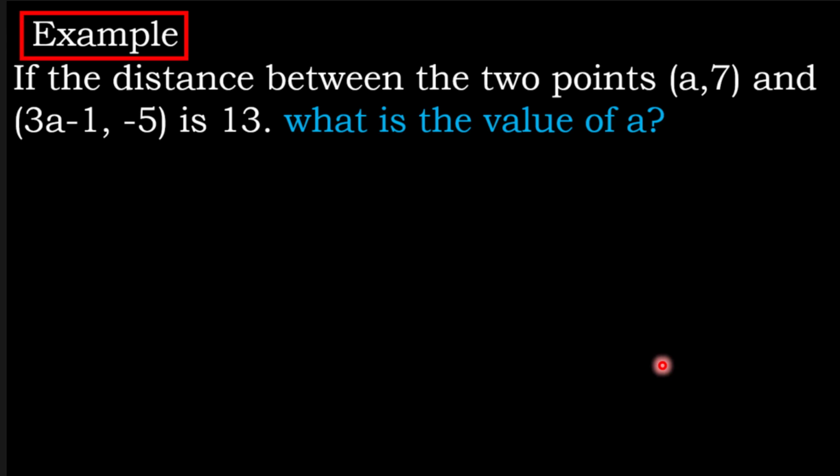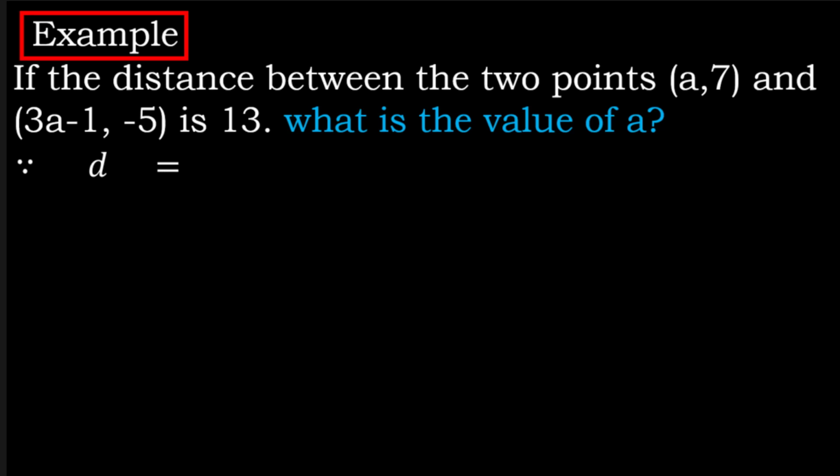If the distance between the 2 points (a, 7) and (3a minus 1, negative 5) is 13, what is the value of a? By the same way, we have here the distance and we have here 2 points, but the x coordinates are what? Here a, here 3a minus 1. It will be in terms of a. Okay, how can we find it? We will form an equation to find the value of a.